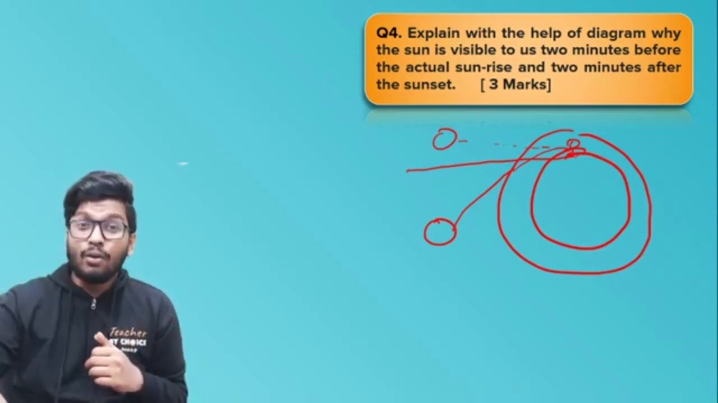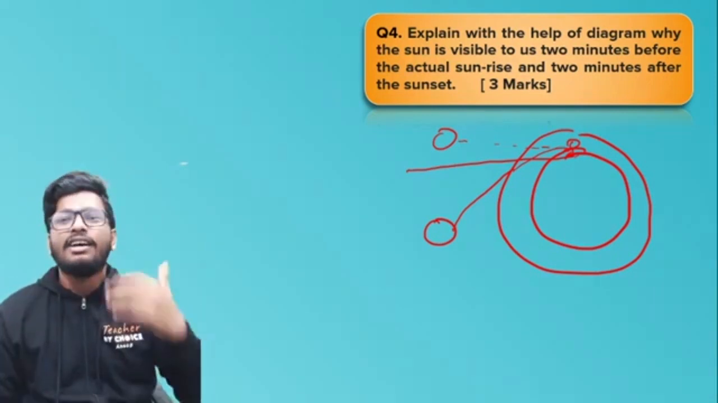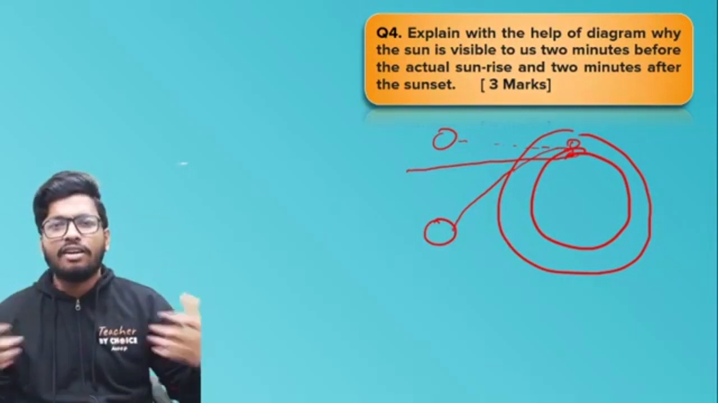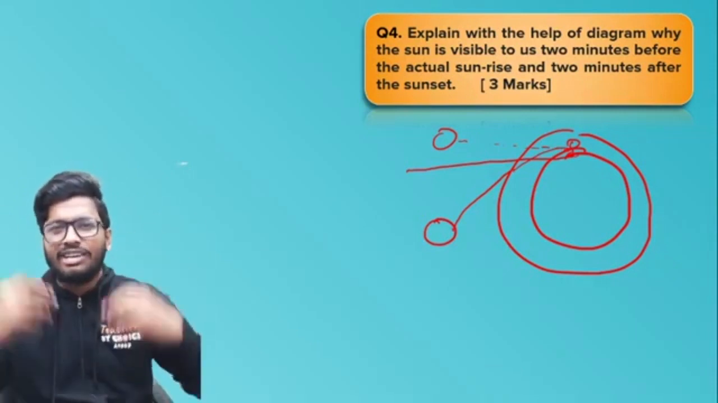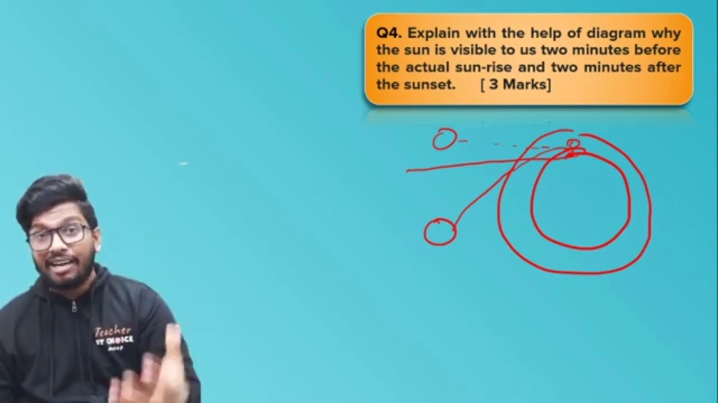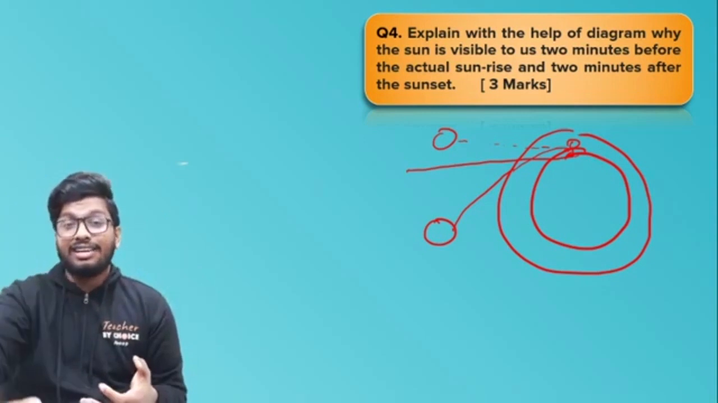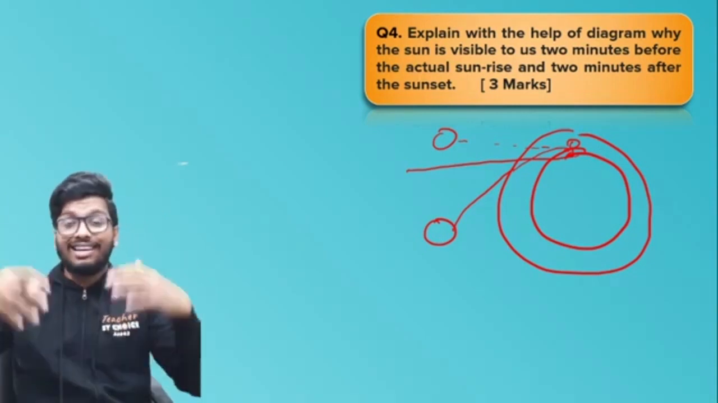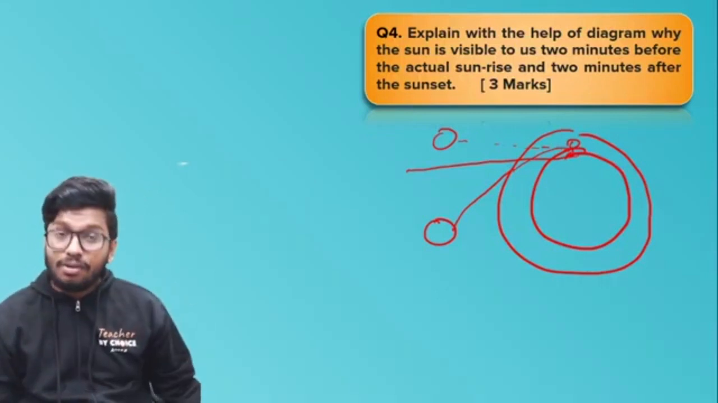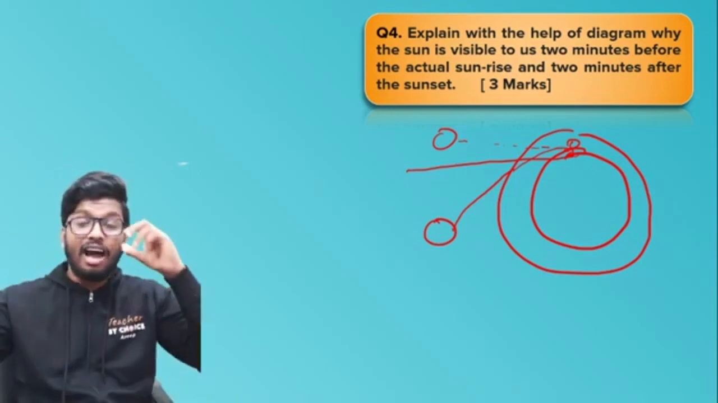Now, this is a 3-mark question, so go on a little bit of explanation. You can say that the light which is coming from the sun, because of our atmosphere having different densities at different temperatures, undergoes refraction multiple times before it reaches the eye, and hence it appears as though the sun has risen up, or the sun is still there even after the actual sun has gone down the horizon, or the actual sun is not yet up in the horizon.